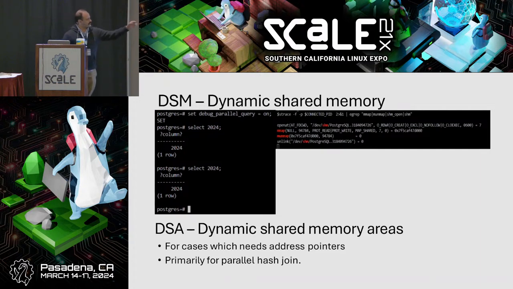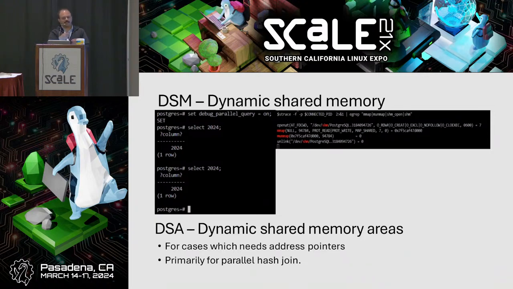In the DSM scenario, if you look at the right side of the slide, this is how the operations really happen. We take a file and give it an ID at the end, inside dev SHM. Then we mmap that into the system, and then pass this ID to the worker processes or the next set of processes which spin in.